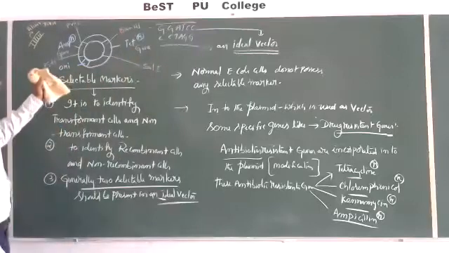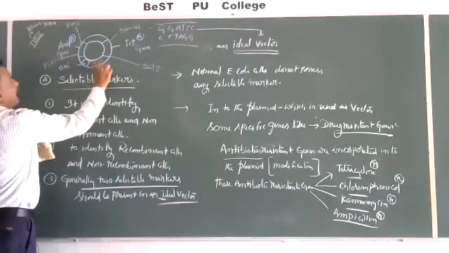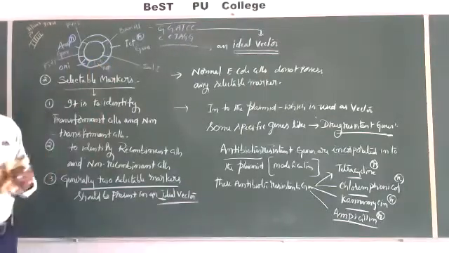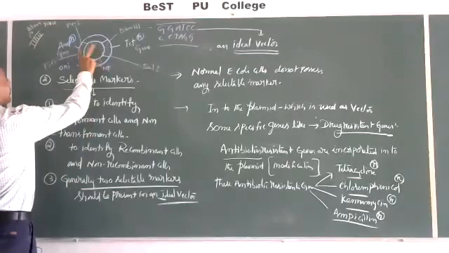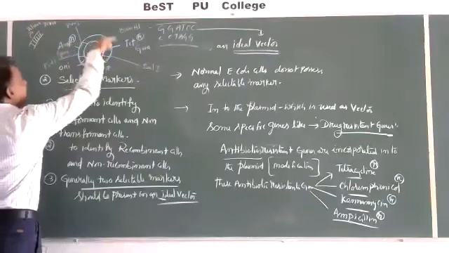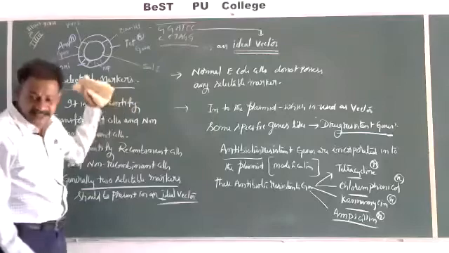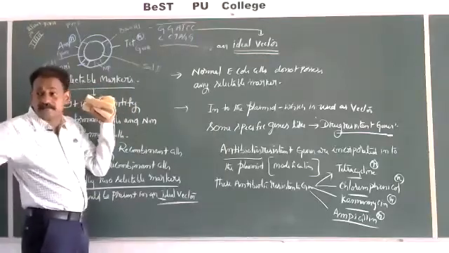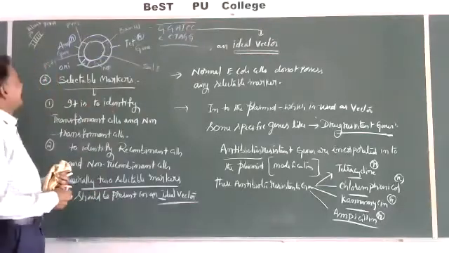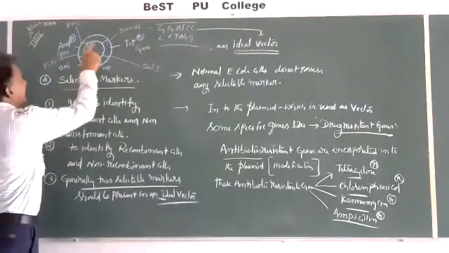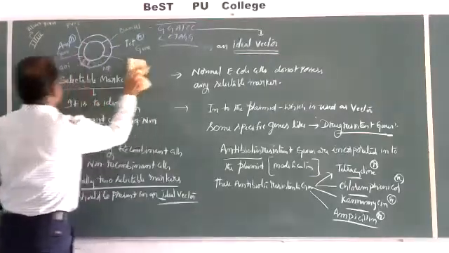So this is the plasmid. It should have the RE site compulsorily. It should have ori, the copy number control, and these two genes are incorporated. Like that, this plasmid is constructed, and this plasmid is used as a vector.